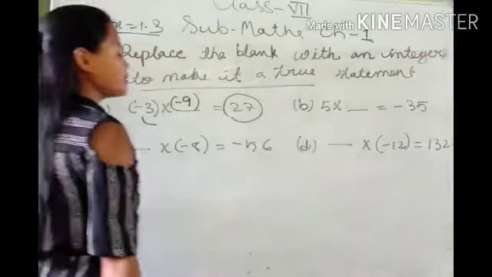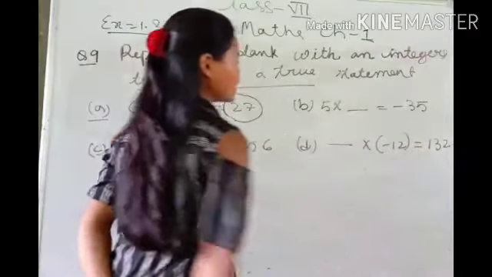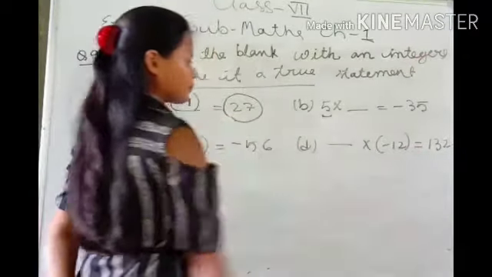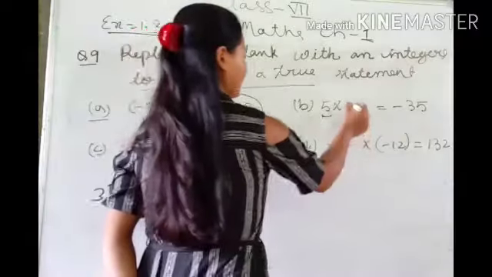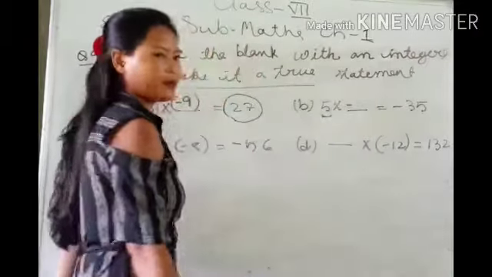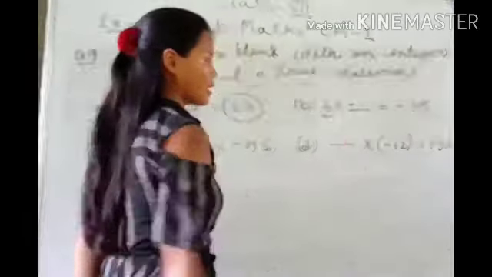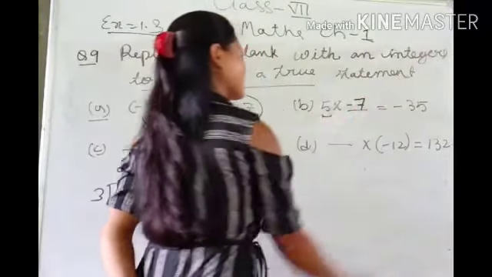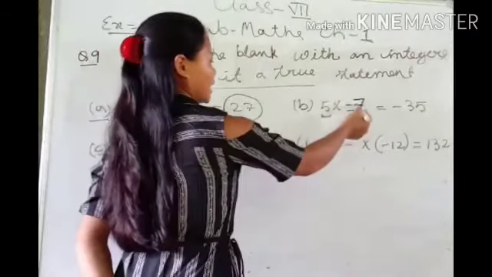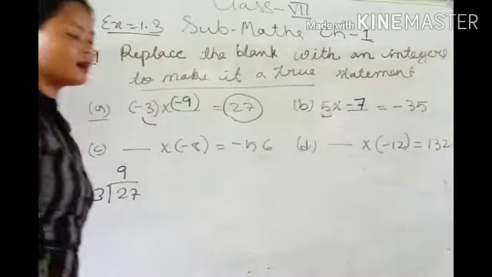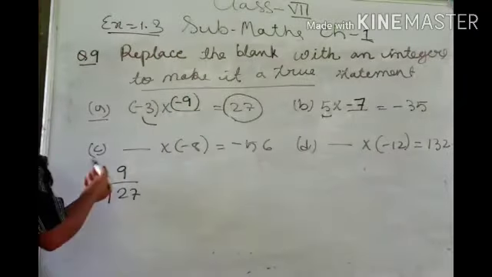Now next question number B. 5 into blank equals minus 35. Now this 5 is positive, isn't it? So you have to write one negative number to get a negative value. 5 7s are 35, you know very well. And you have to multiply with a negative integer. So minus 7.